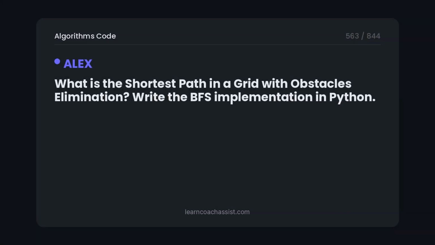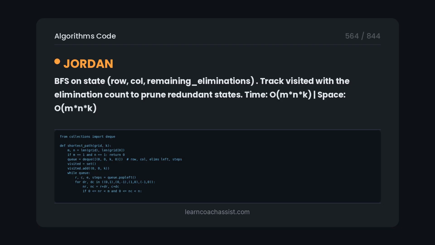What is the shortest path in a grid with obstacles elimination? Write the BFS implementation in Python. BFS on state (row, col, remaining_eliminations). Track visited with the elimination count to prune redundant states. Time O(m * n * k), space O(m * n * k).